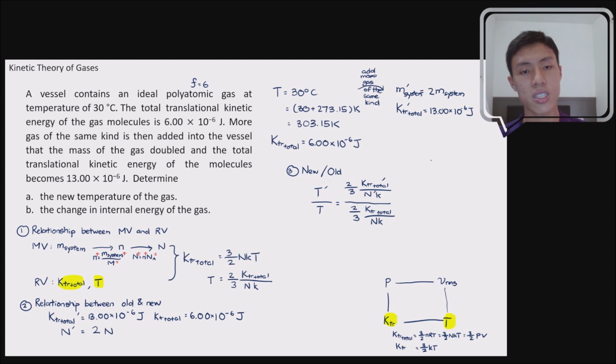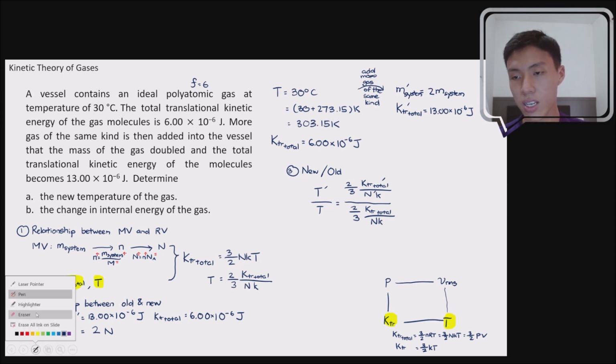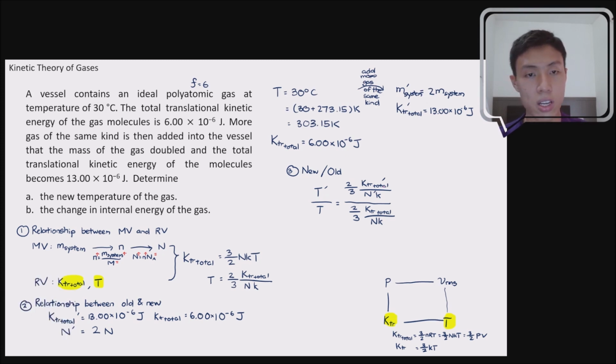Okay, now we have reached this step. You know what can be crossed out? Anything that is constant or the same can be crossed out. So K can be crossed out. That's what we can do. 2 over 3 can be crossed out. That's what we can do.